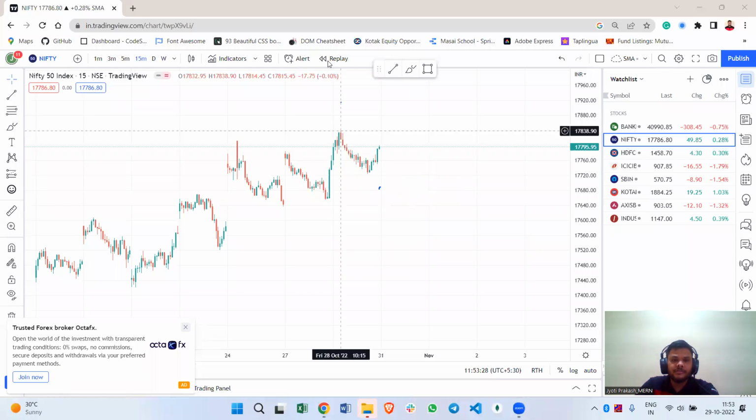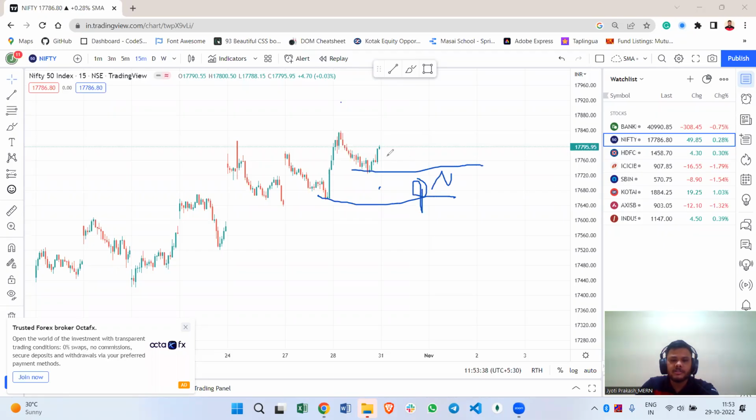17,560. But if it opens gap up around 17,680, 17,660, and shows any positive movement here, then we are going to take a trade for buying, and our target will be 17,720 first, and the second target we can set to 17,800.